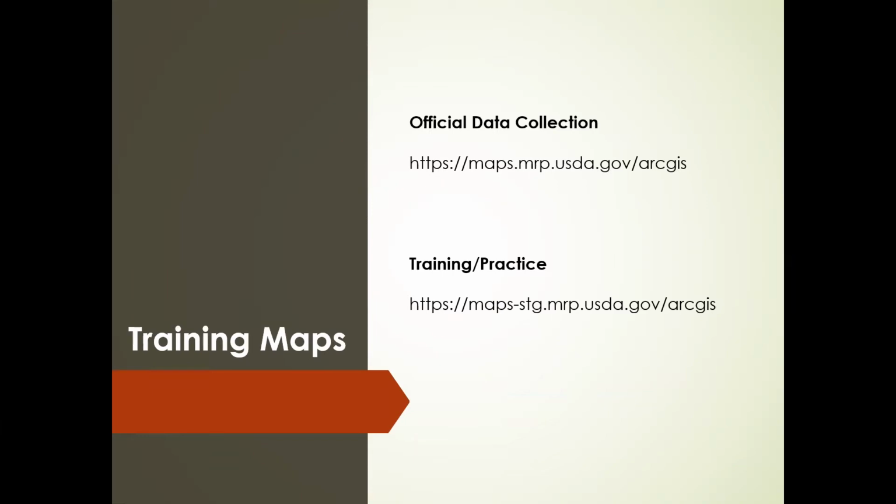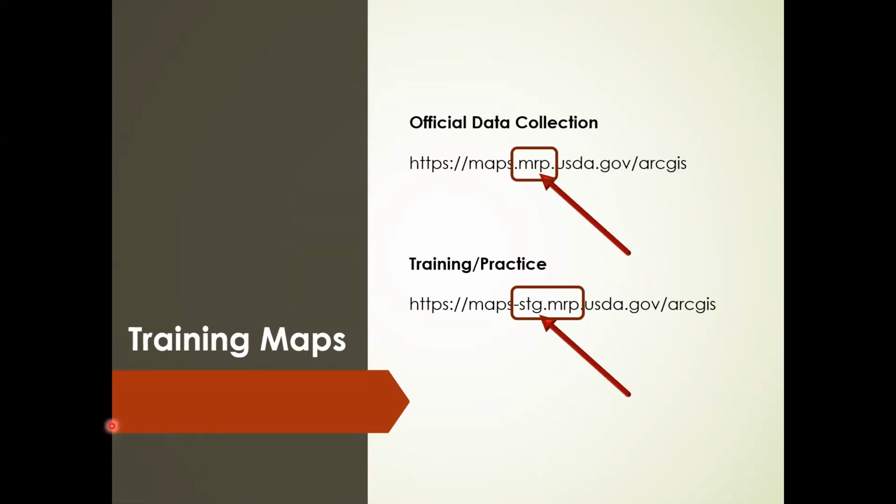And so what we want to do is really hone in on the fact that this year, official data has to be in the official MRP USDA portal, and training data, or really sometimes we use training maps for demos or exercises, any not real, any playtime map stuff would happen in this training or stage portal.